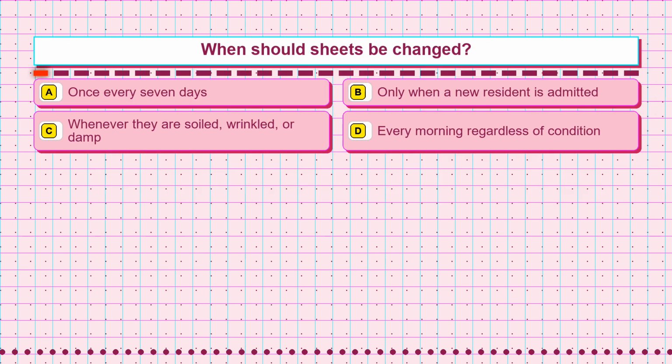Question 32. When should sheets be changed? Option A, once every 7 days. Option B, only when a new resident is admitted. Option C, whenever they are soiled, wrinkled, or damp. Option D, every morning regardless of condition.